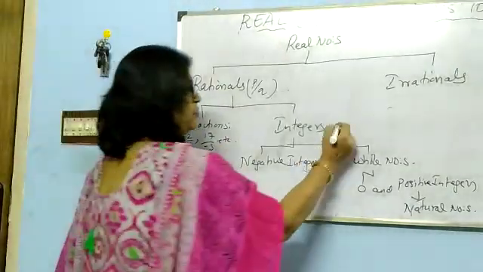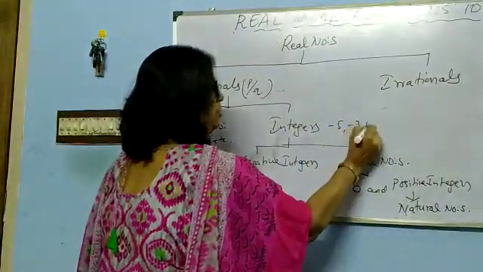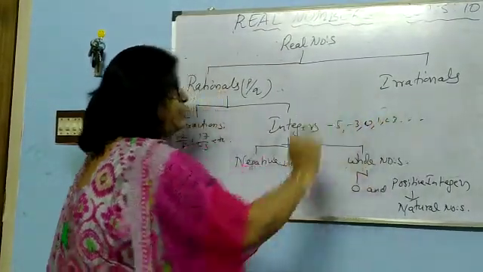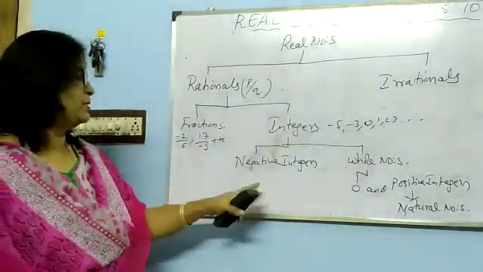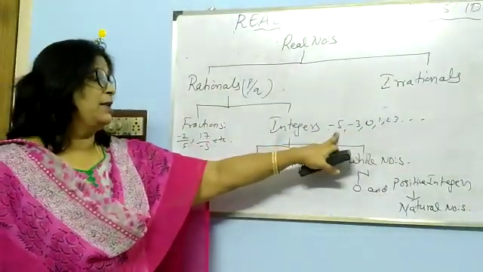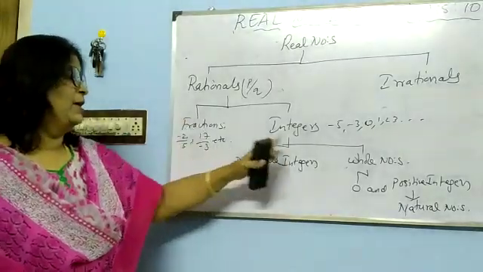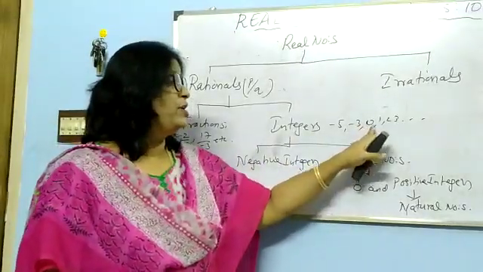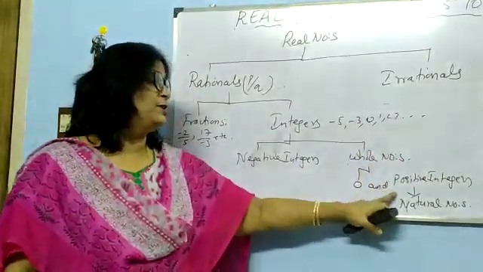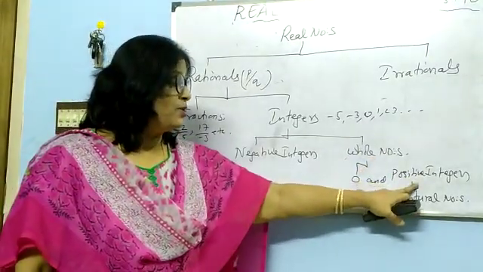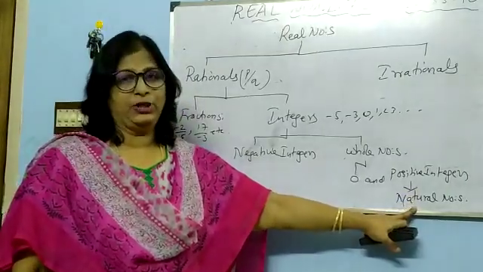And integers: minus 5, minus 3, 0, 1, 2, 3, anything. All these are integers. And negative integers are the numbers which are towards the left hand side. And whole numbers, including 0 and the positive integers, will give you the whole numbers. And these positive integers are nothing but natural numbers.